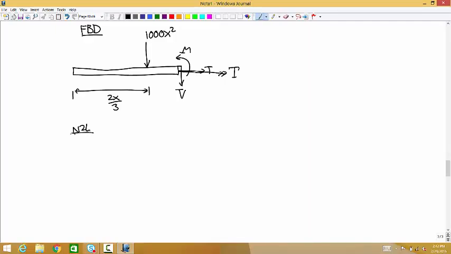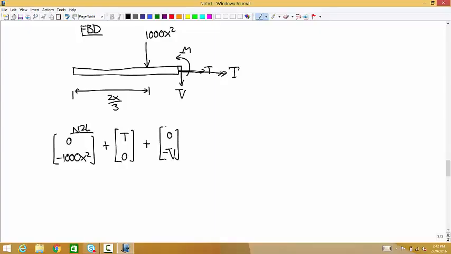And now that we have it represented as a point force, we can go to Newton's laws. Newton's second law says 0, negative 1,000x squared plus T, 0, plus 0, negative V is equal to zeros. So tension is 0. Shear force is negative 1,000x squared.